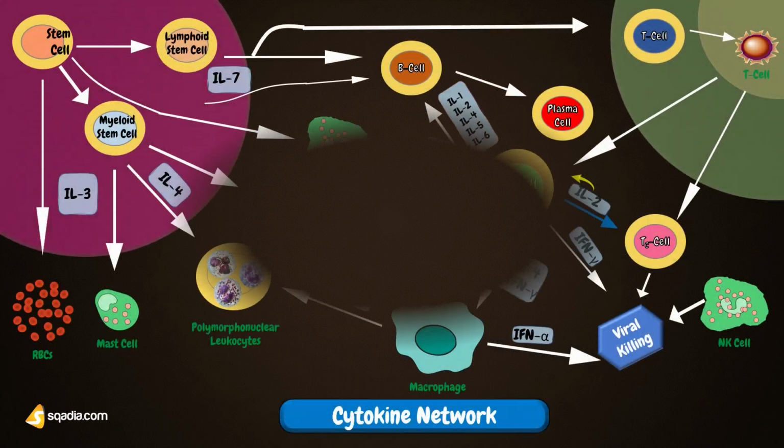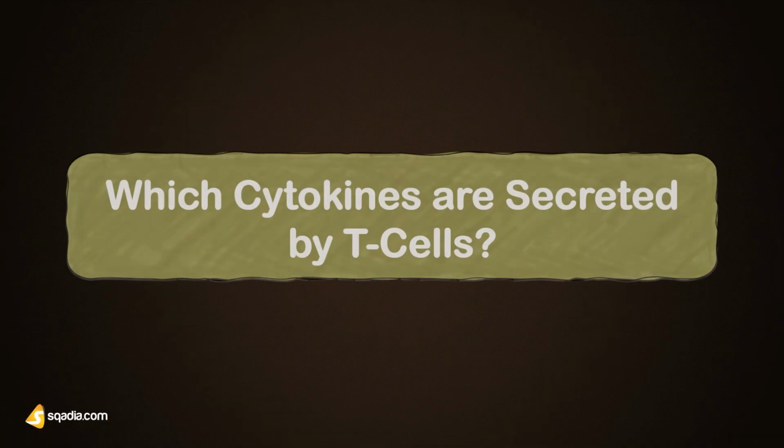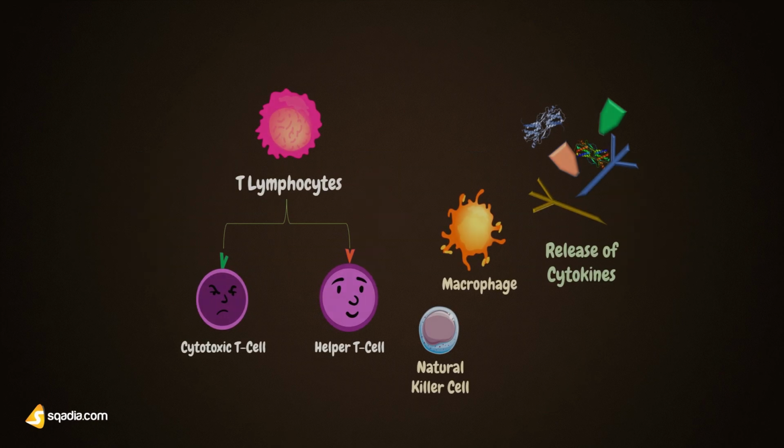At this stage of your immune knowledge, you must be aware of the important role that cytokines play in propagating the immune response. Without these soluble protein molecules and the network that they form, the immune system cannot function properly. Now the question that we are going to answer in this video is which cytokines are secreted by the T cells. As you may be aware, the T cells play a major role in the adaptive immune system.